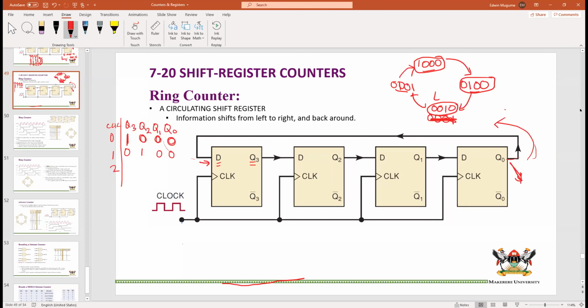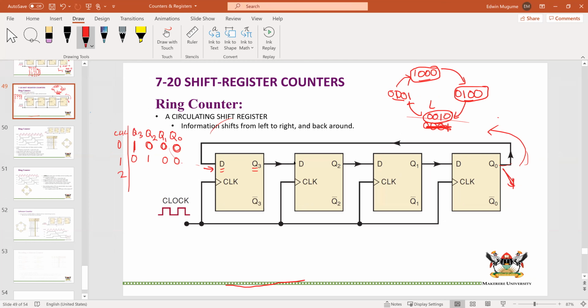On the next clock, this 0 is fed back to this side. Yeah, so that is fed back there. So meaning that that 0 comes here, this 0 comes there, that 1 comes there. Oh, that's a 1, and that 0 goes there.